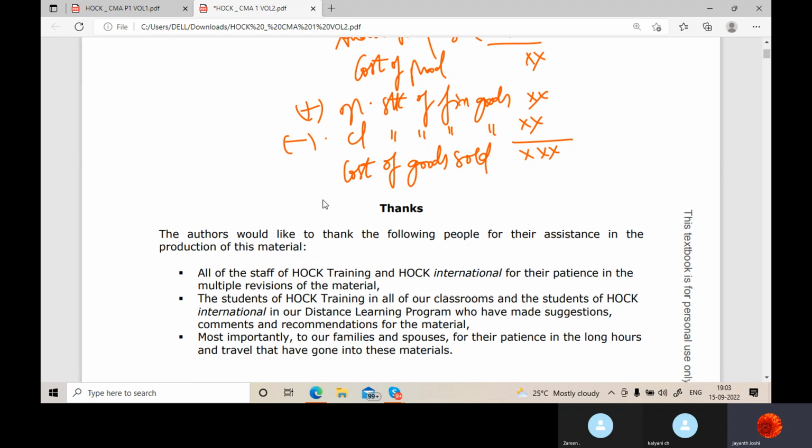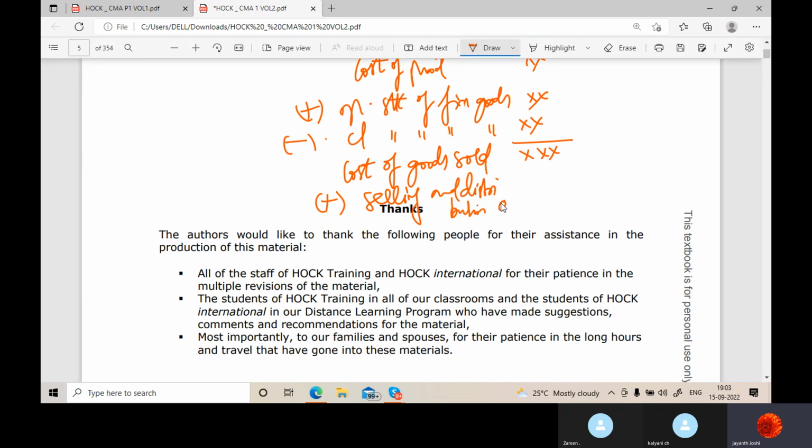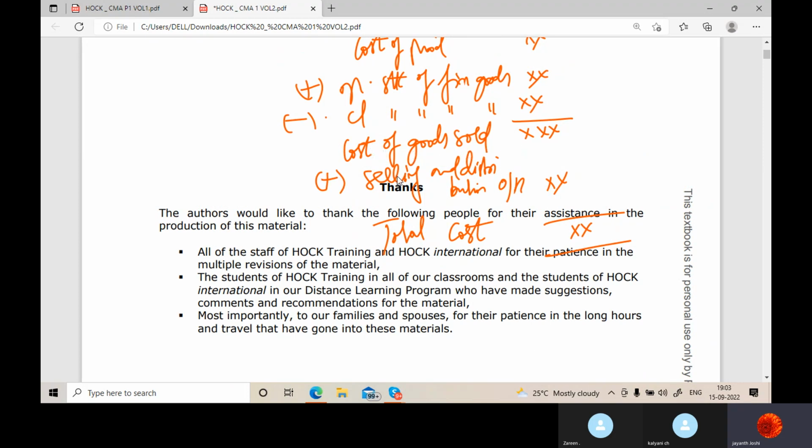After getting cost of goods sold, we add selling and distribution overheads, then we get total cost. So cost of goods sold plus selling and distribution overheads gives the total cost, then we get sales, and then we get profit. So sales minus total cost is profit, okay? Just make a note of this.